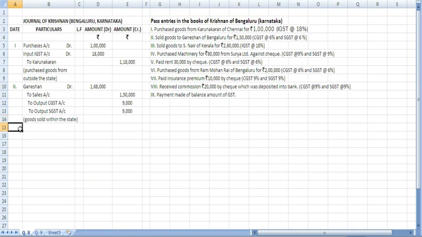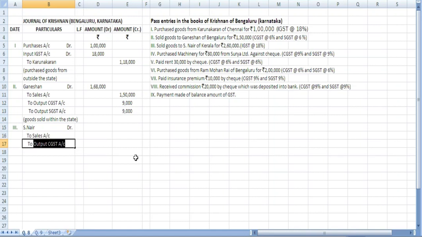Number 3. Here it says sold goods to S. Nair of Kerala, rupees 2,60,000, IGST 18%. So this is interstate, outside the state, from Karnataka to Kerala. S. Nair is the receiver of goods. So we are going to debit S. Nair, to sales account.